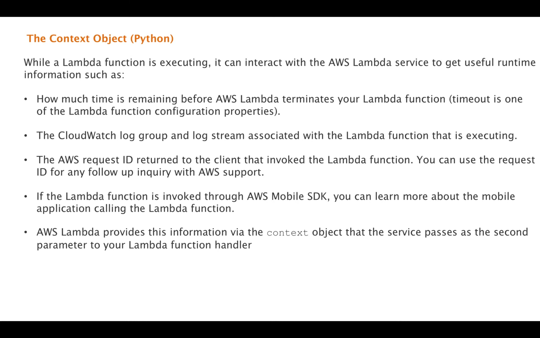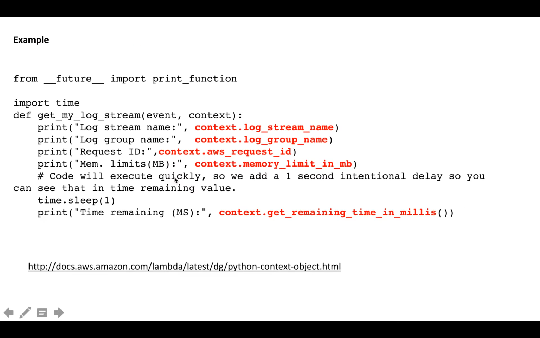Okay, so basically the context again we are covering here. It's going to tell you how much time is pending while the job is getting executed, and the log group name, the log streams associated, and the request ID. So let's see the example. This is the code example.